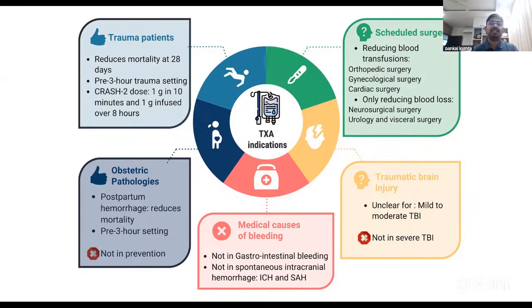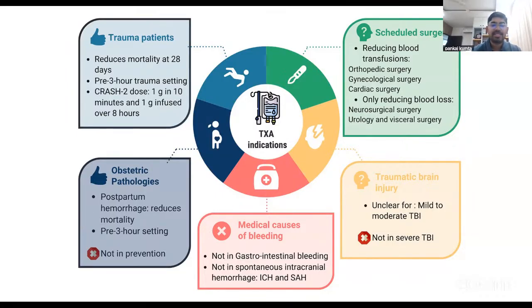This is a polytrauma. Yes, you will consider going ahead. Scheduled surgeries. Yes, it can be used for ortho, gyno, or cardiac surgeries, and may be considered for certain surgery like neurosurgical or urology. It has been used, but it is one place where you are not going to use it at all. It is in GI bleeding, especially the HALT-IT trial did say that it is not to be used and it has shown a negative effect. So again, Tranexa in GI bleeding is not recommended.